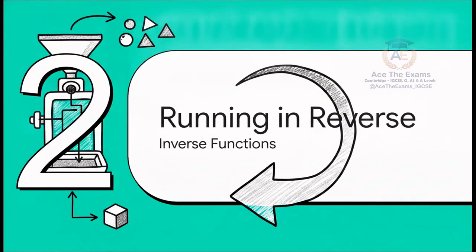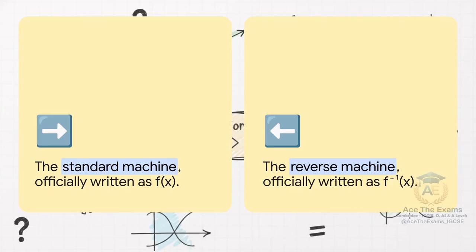Right, let's keep the momentum going. Section 2, running in reverse. This is the exact spot where a lot of students start to panic. But if you have a system, it's actually a breeze. What happens if we find a finished product at the bottom of the machine and we need to reverse engineer it to figure out the original raw material? We have to put our machine into reverse gear. The command word for this on your 0580 paper is usually find the inverse.